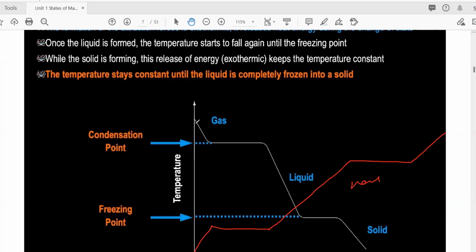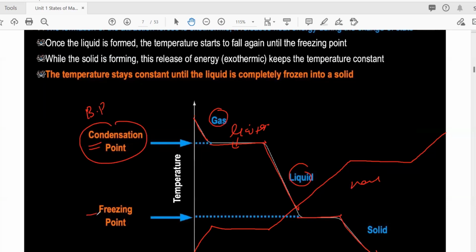The cooling curve is opposite. So you start from higher. Here it's a gas. When you cool it, in this part you have liquid plus gas together. Then here you have liquid, and here again solid, and then this one. So here, where before we wrote boiling point, we now write condensation point. Here, where we wrote melting point before, we write freezing point.